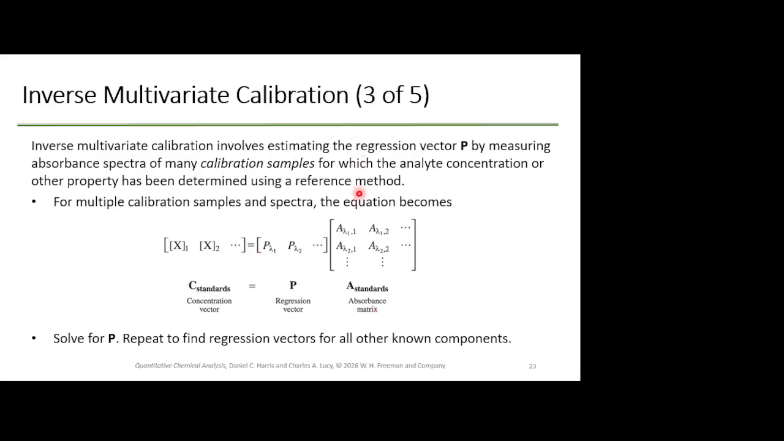Okay, so your inverse multivariate calibration is going to estimate the regression vector, which is this P here. We're going to do that by measuring the absorbance spectra of many calibration samples where your analyte concentration or other properties have been determined using a reference method. So for multiple calibration samples and spectra, we would expand this standards one right here, which is the absorbance matrix right here. And then from this, we would get a set of concentrations that have been predicted by these.